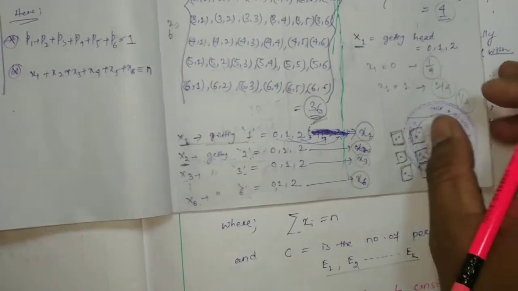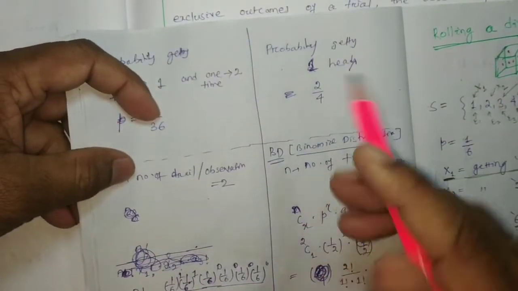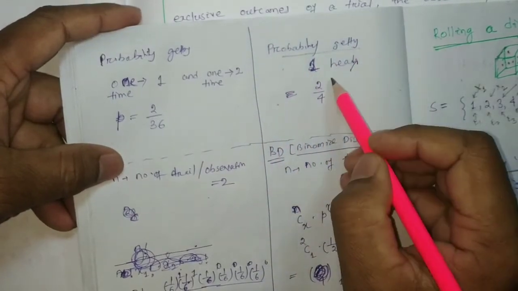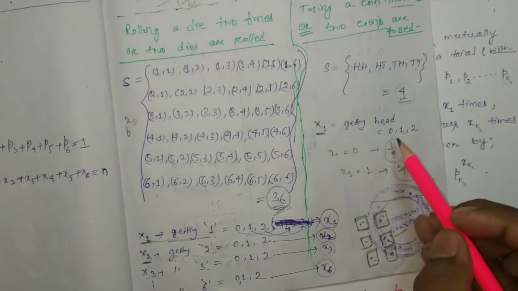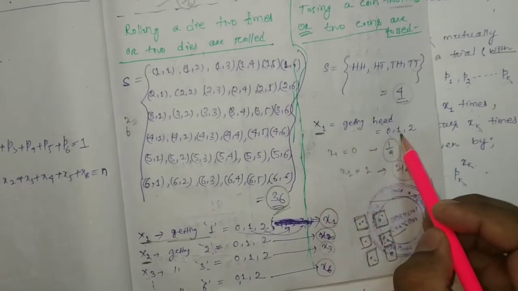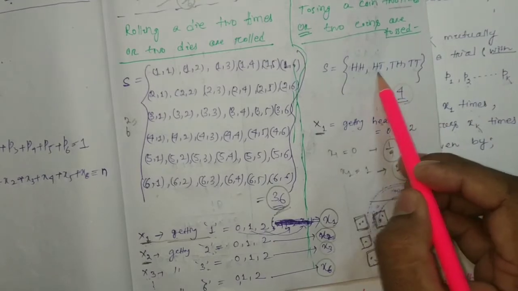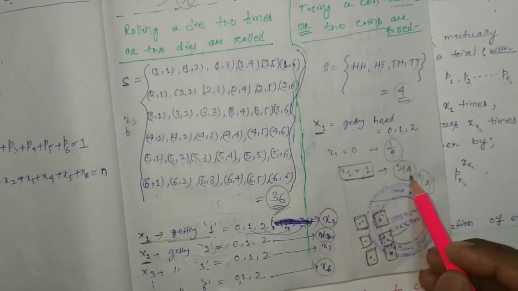Okay, now come to the problem. Here I wish to find the probability of getting one head. One head means X1 belongs to 1. One head means how many heads are there in the sample point. Here 1 and 1, so 2 by 4. So X1 will be 1, and 2 by 4 is the probability. Here I have written it.